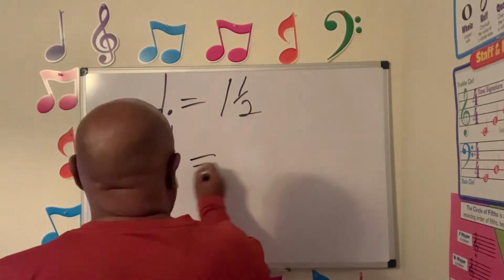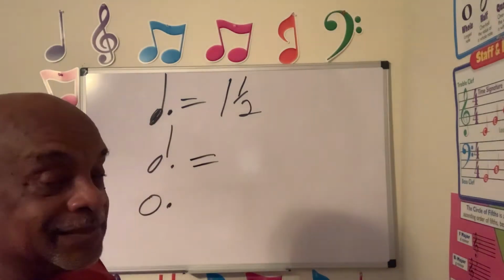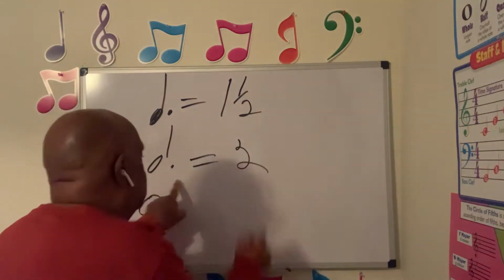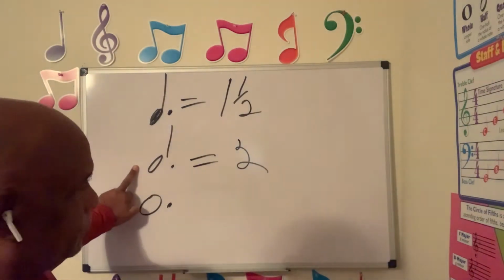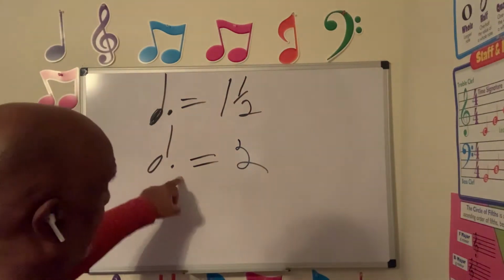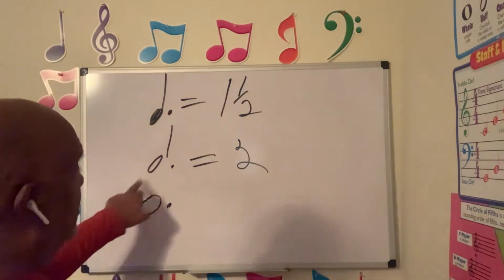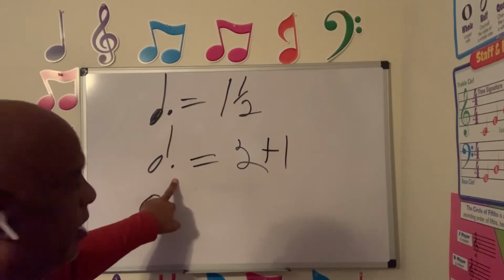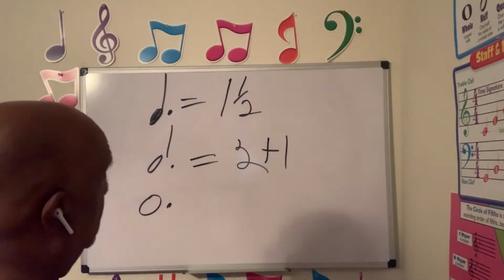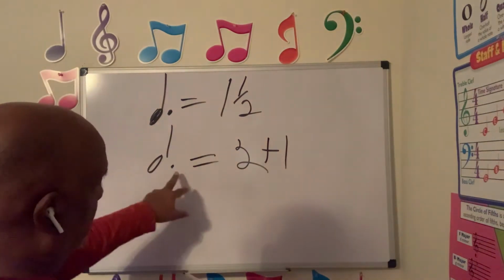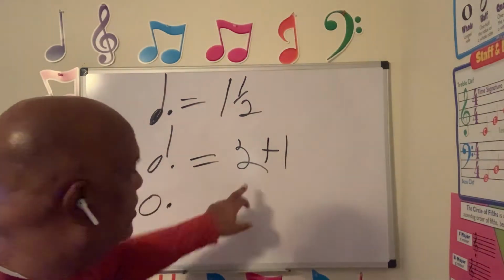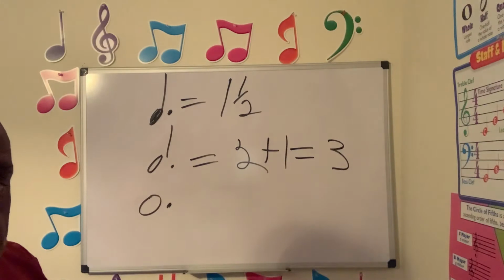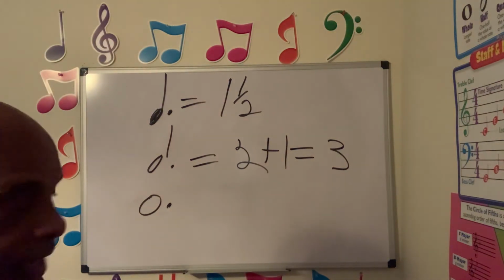Let's go to the dotted half note. Remember, we're in regular time, not in 6/8 right now. The half note itself gets how many beats? 2. So if the dot gets half the value of that note, then the dot is going to get 1 beat. So a half note gets 2 beats, the dot gets 1, and the dotted half note is equal to 3 beats.